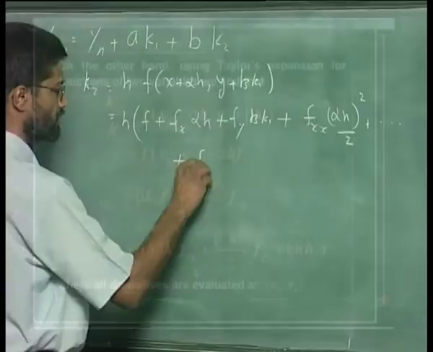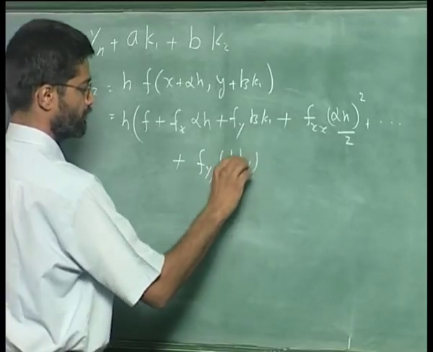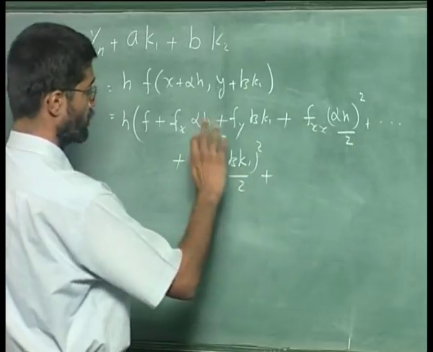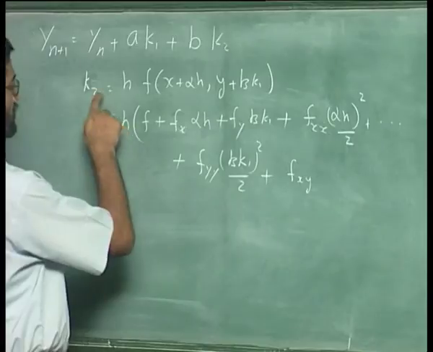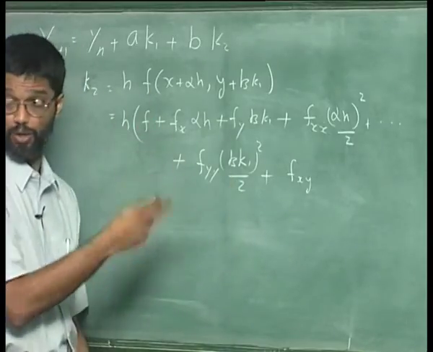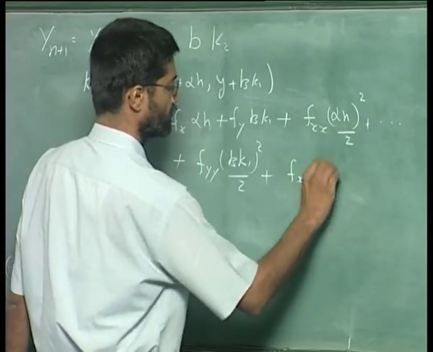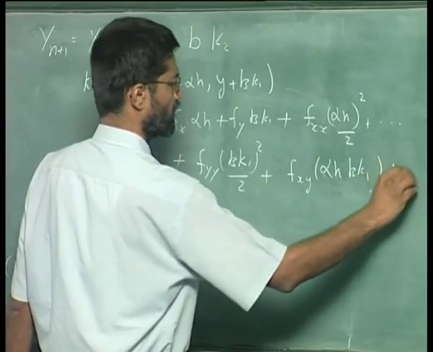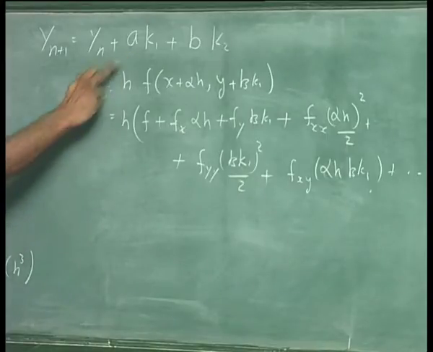To complete that, that is fyy into beta k1 whole square by 2, and then I have two cross derivatives, that is fxy, that is derivative of this function with respect to x and y, and multiplied by alpha h beta k1, and then higher terms. So that is what I have. So now I have this equation, I can substitute that here.